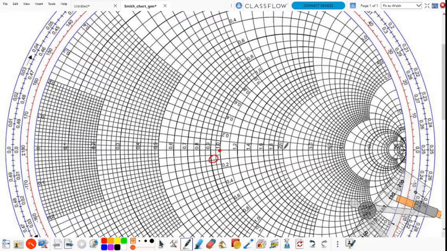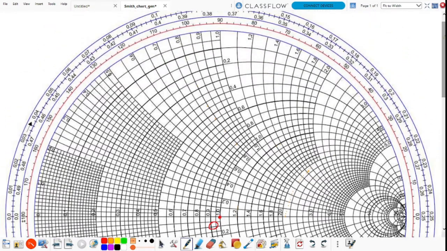Now here, what is the resistance value? The resistance value is 2.1. So this is the r equal to 2.1 constant circle. And what is the reactance value? x is equal to 0.8. And this is the x equal to 0.8 constant circle.